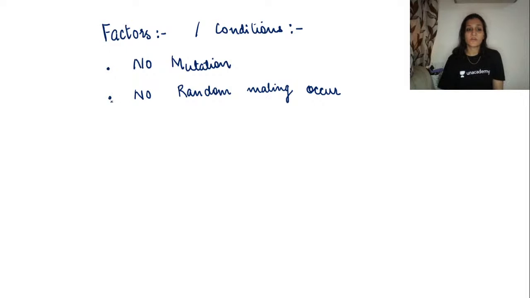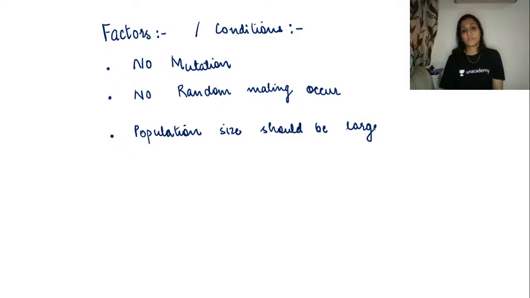No mutation will occur, no random mating will occur, and population size should be large. Do not forget that the size of the population would be large as compared to when we were talking about genetic drift, where the population size should be small. Here the population size should be large and there should be no sexual selection as well.